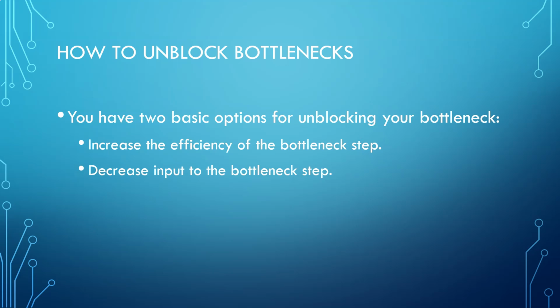You have 2 basic options for unblocking your bottleneck. Either increase the efficiency of the bottleneck step or decrease input to the bottleneck step. So basically, we reduce the amount of items that are coming to that area so it can catch up with the production, or we can increase the efficiency of that process to be able to handle all these incoming inputs. So those are the basic solutions for unblocking bottlenecks.